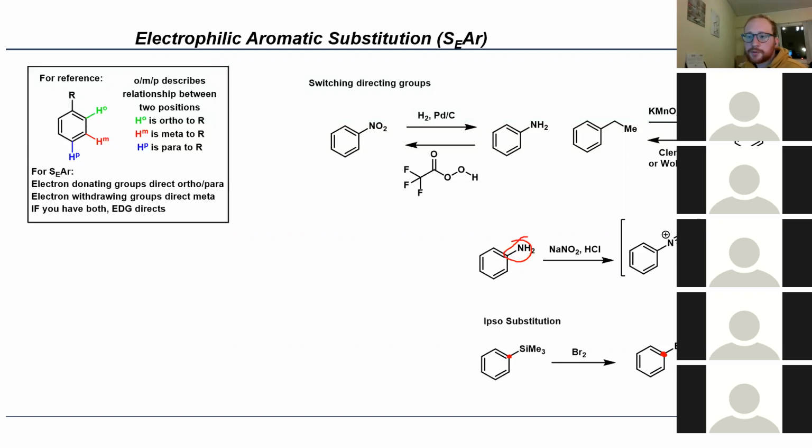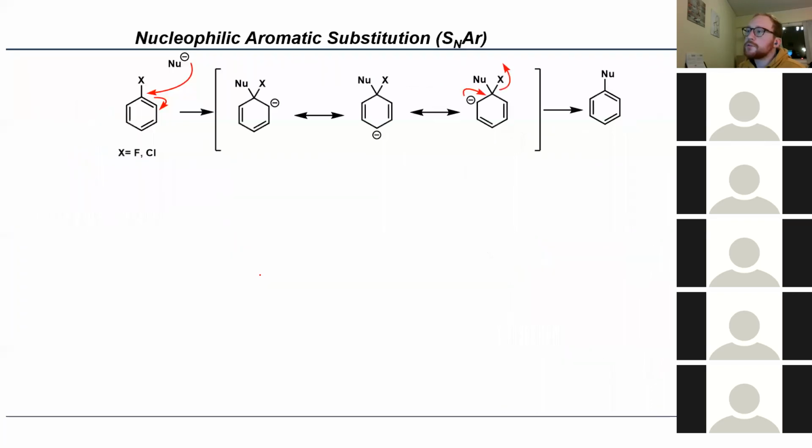Okay, so we're going to move on past electrophilic aromatic substitution part 2 into nucleophilic aromatic substitution. If in electrophilic aromatic substitution, the benzene ring acts as the nucleophile, in nucleophilic aromatic substitution, the benzene ring acts as the electrophile, just switches it around.